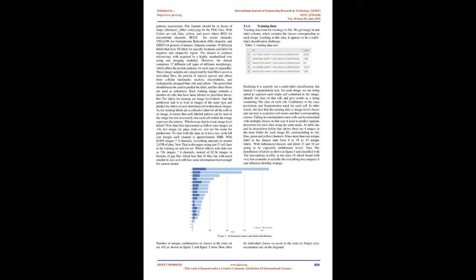The number of unique combinations of classes in the train set is 432, as shown in Figure 2, and Figure 3 shows how often individual classes co-occur in the train set. Single class occurrences are on the diagonal.